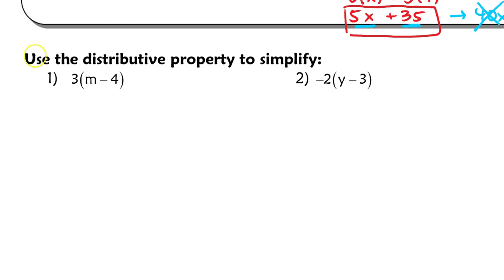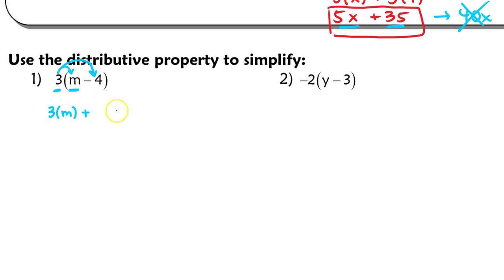Okay, now on our first example here, we've got a 3 on the outside of the parentheses. So we're going to make sure that we draw our little arrows in to remember that we're going to distribute to both the m and here to that 4. Now it's not just a normal 4, it's actually a negative 4. So let's be careful with how we write this. We're going to write this as 3 times m plus, this is a positive 3, so I'm going to write this as 3 and then times negative 4.